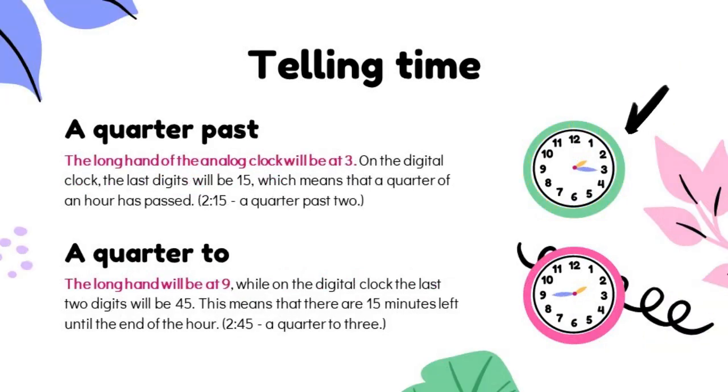A quarter past. The long hand of the analog clock will be at 3. On the digital clock, the last digits will be 15, which means that a quarter of an hour has passed. The time at the right is 2:15, a quarter past 2. A quarter to. The long hand will be at 9, while on the digital clock the last two digits will be 45. This means that there are 15 minutes left until the end of the hour. The time at the right is 2:45, a quarter to 3.